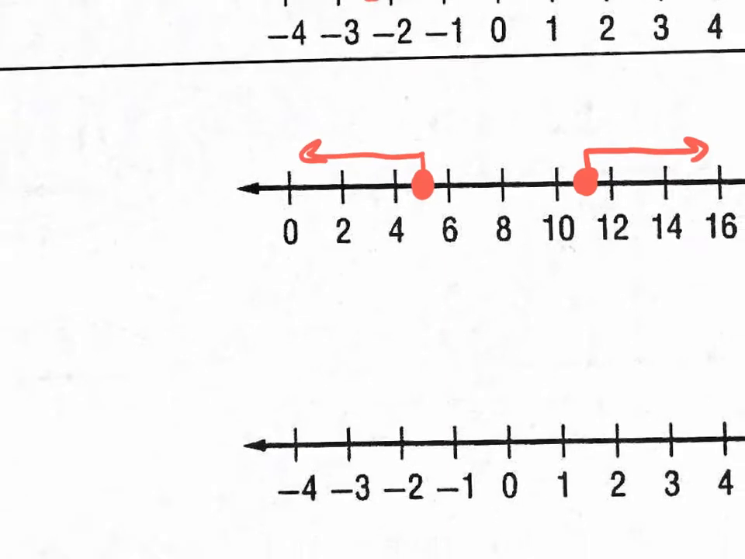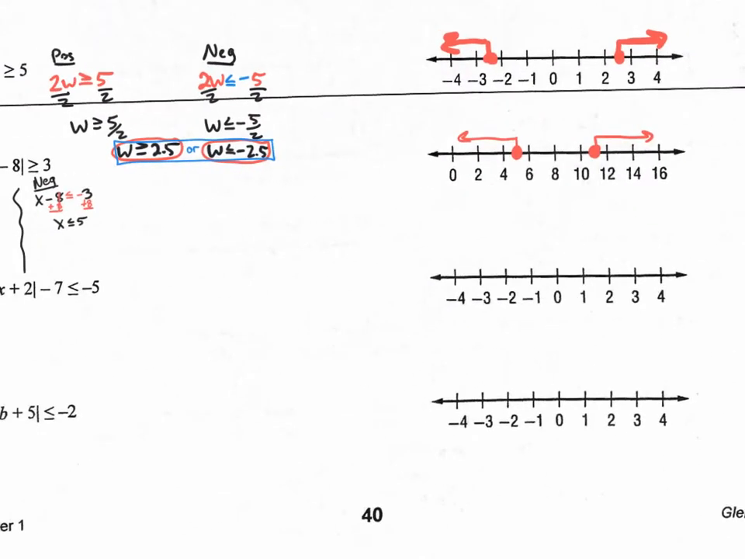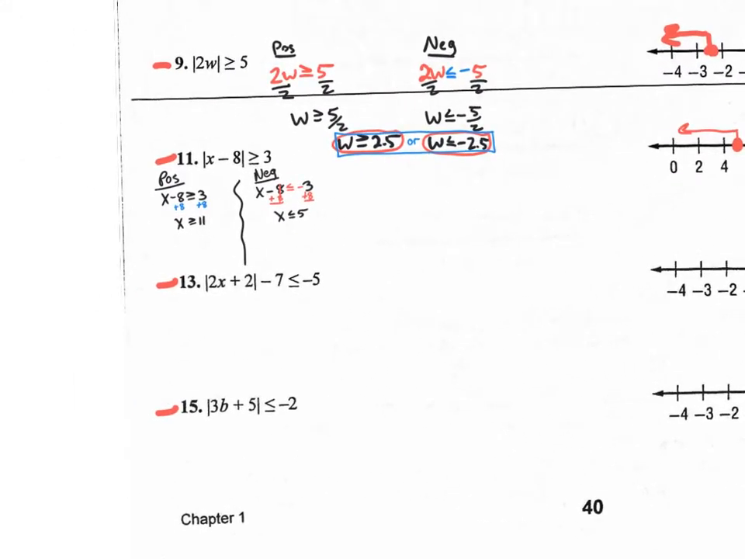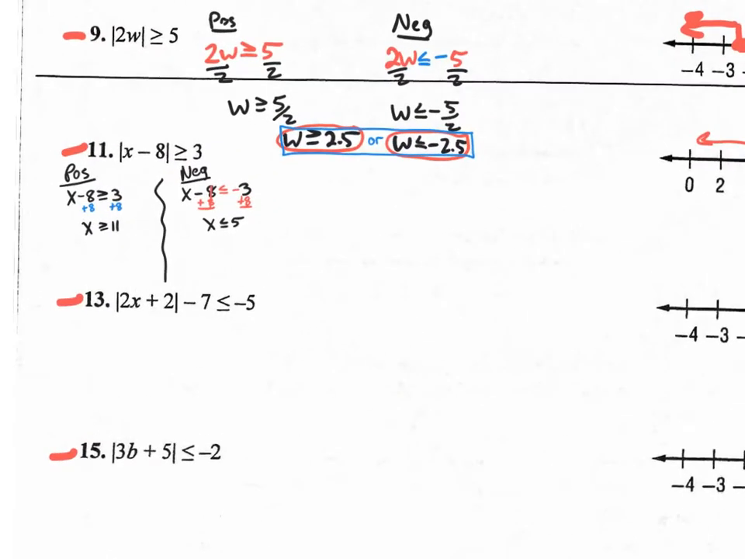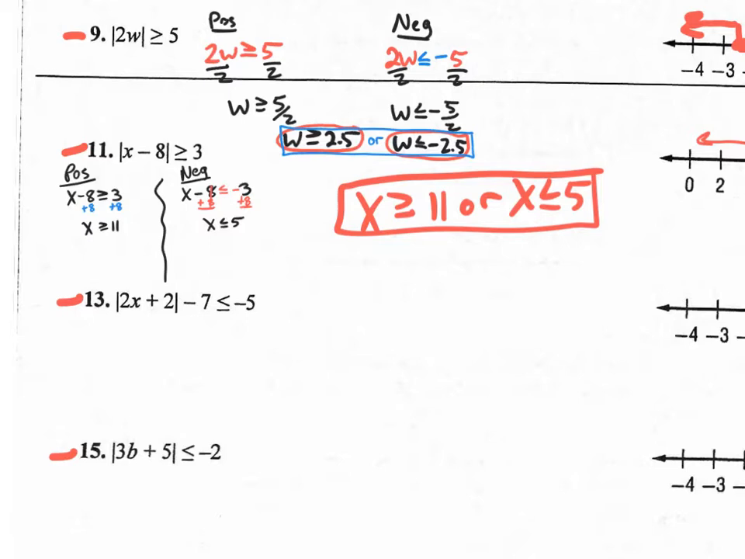So what do I know about my answer? Should it be together? No, it should be apart with the word or. So rewrite my answer right here on the side. It'd be x is greater than or equal to 11, or x is less than or equal to 5. That's my final answer, and my graph is right there.